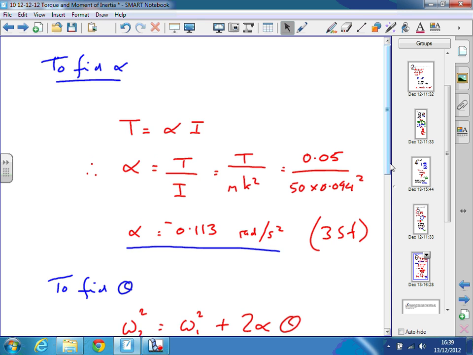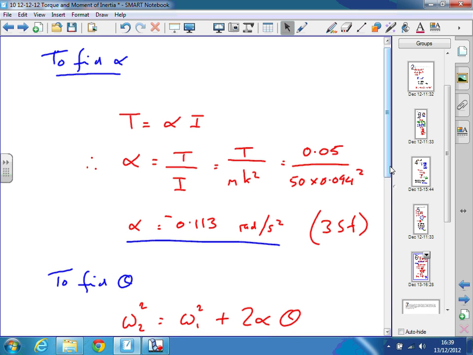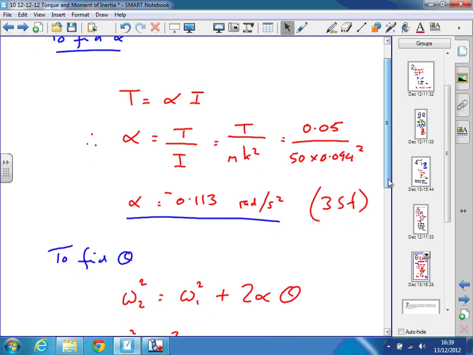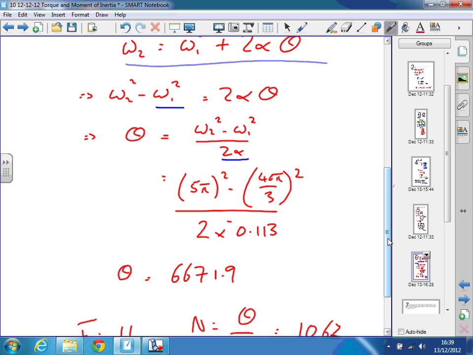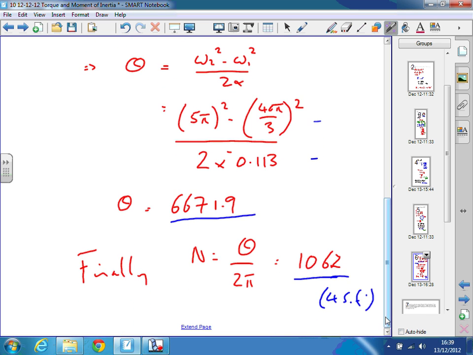Okay, so final answer then. To find alpha, putting in the values, we get negative, because it's decelerating, 0.113 radians per second squared, to 3 significant figures. Then to find theta, we have to rearrange this formula for theta. So we subtract omega-1 squared from both sides, divide by 2 alpha, and then put in the values, and we actually end up with a negative divided by a negative, which gives us a positive answer for theta of around about 6671.9-ish, depending on how you've rounded. And then n equals theta divided by 2 pi comes out to be around about 1062-ish turns. So it's going to revolve that number of times before it comes to a halt.